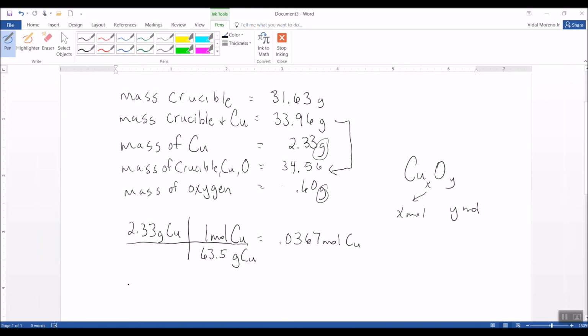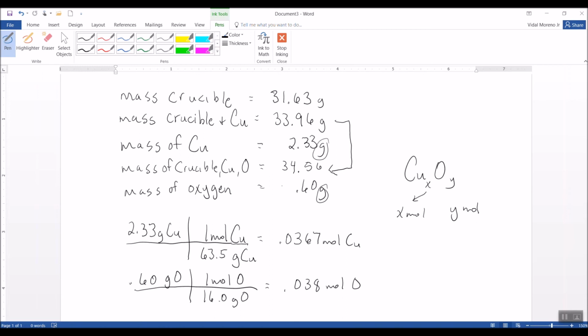The mass of the oxygen was 0.60 grams. Once again, we're dividing by the formula mass. And we get an answer of 0.038 because of sig digs. Only 2 sig digs.